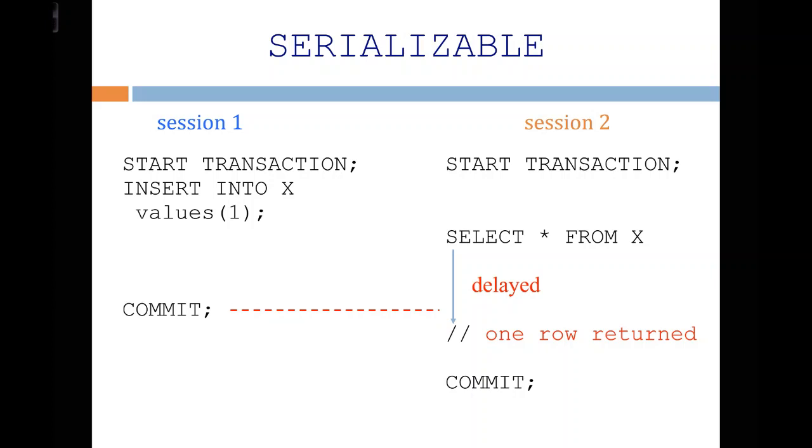And that's because session 2 doesn't know what should be selected yet. It depends on whether session 1 is committed or rolled back. If it's committed, it gets the 1 row returned. If it's rolled back, then it should see 0 rows.